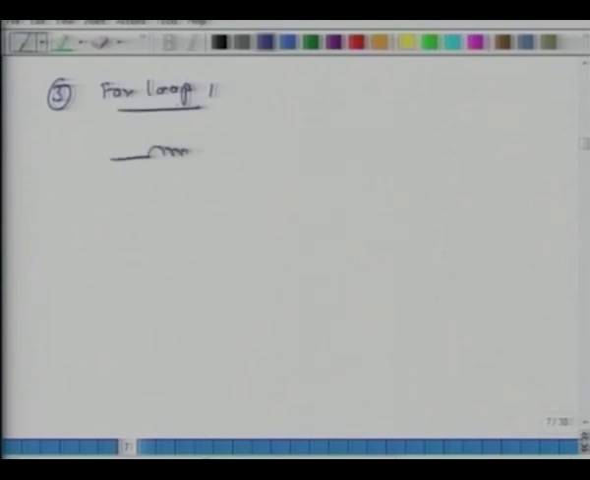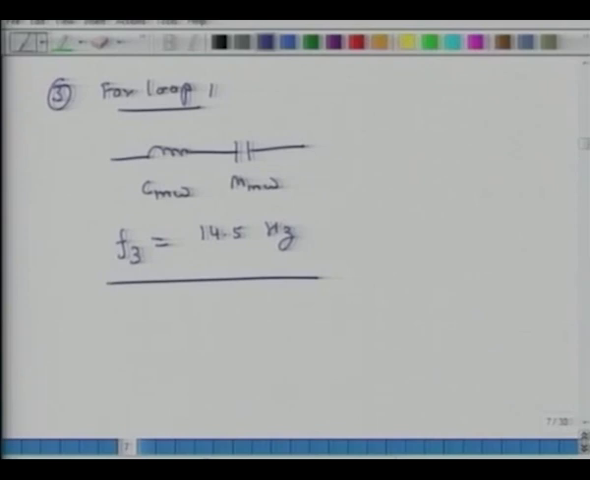Circuit will be something like this. MMW, CMW, and my breakpoint will be F3. Just as we developed the second breakpoint, it comes to 14.45 Hertz. So this is all we will do today in this class, at least in context of this problem. But we will develop this problem further in some of the subsequent lectures.